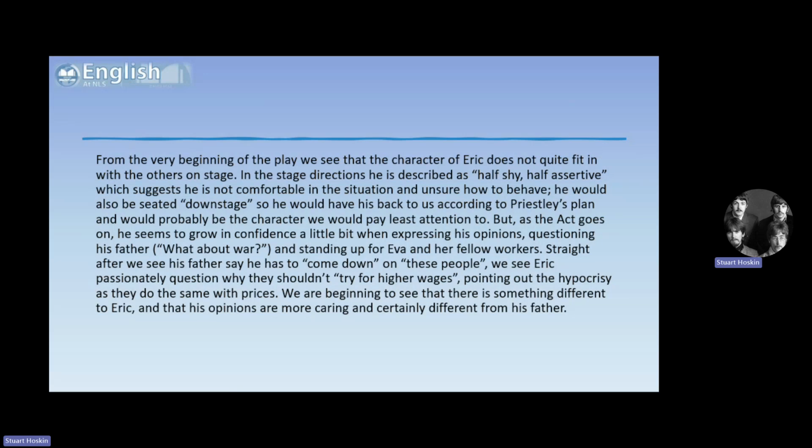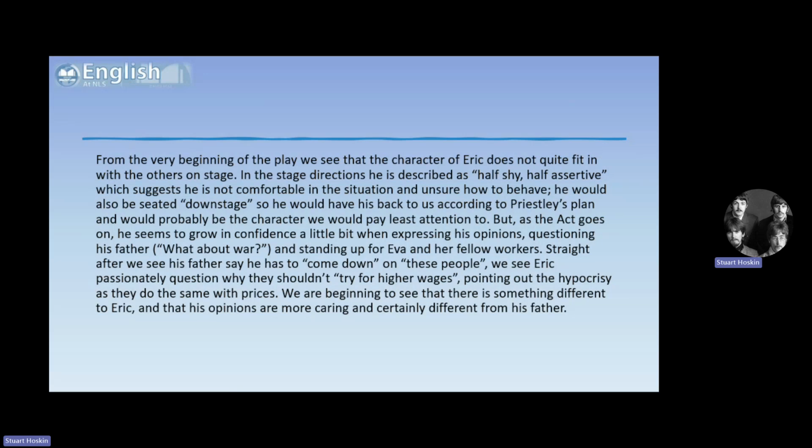We see Eric passionately question. It doesn't need analysis or evidence to go there; it's just pointing out that he is passionate. I've read the play, you've read the play, you know he is being passionate at this point. Passionately question why they should try for higher wages.